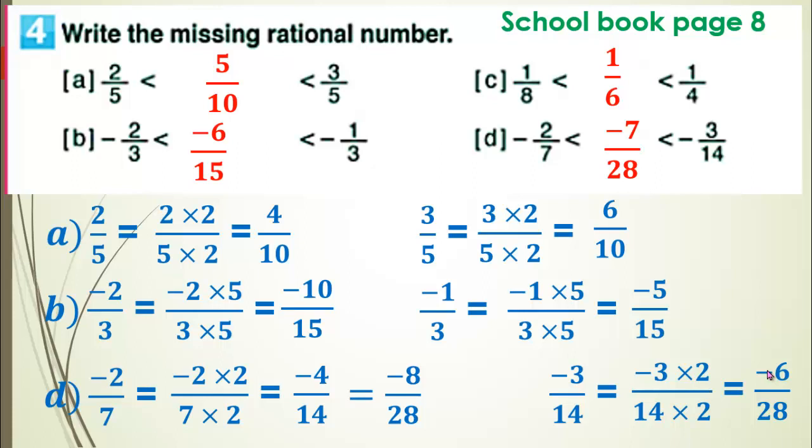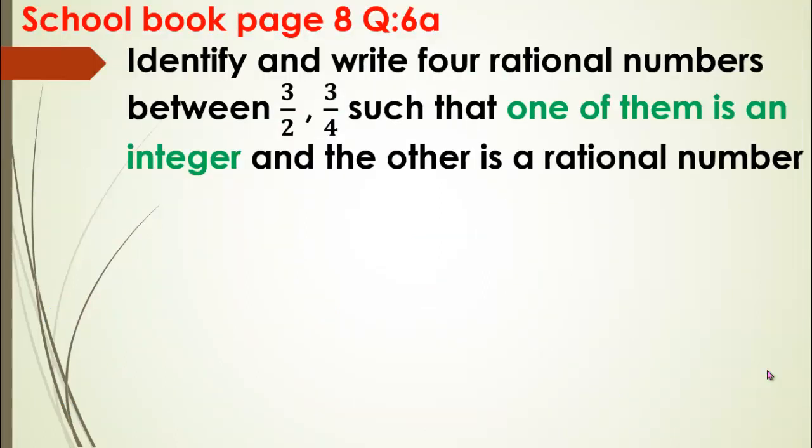I would like you please now to pause the video and copy the answer of this question in your school book, and then come back to complete. Let's go now to the school book, page 8, question number 6a. Identify and write 4 rational numbers between 3 over 2 and 3 over 4, such that one of them is an integer and the other is a rational number.